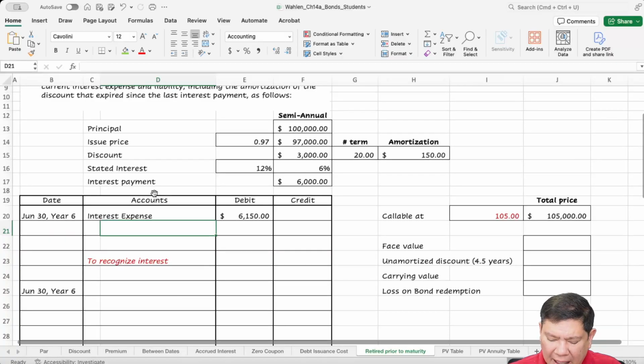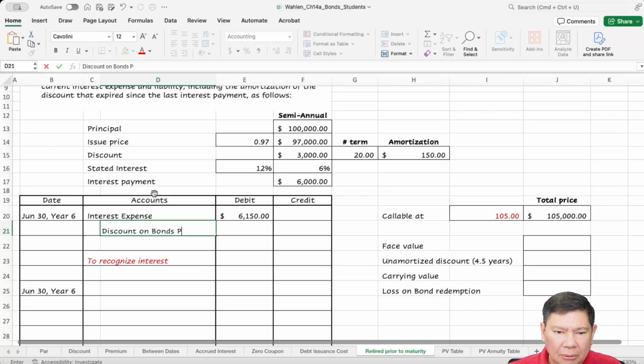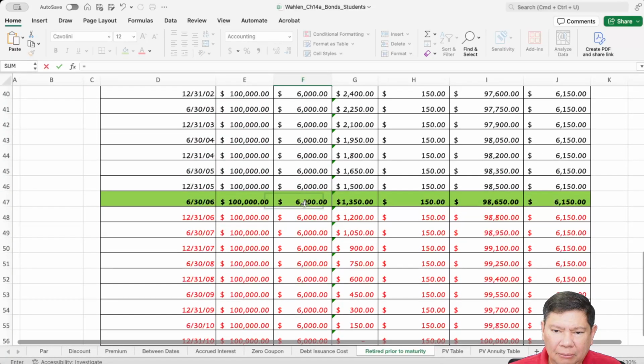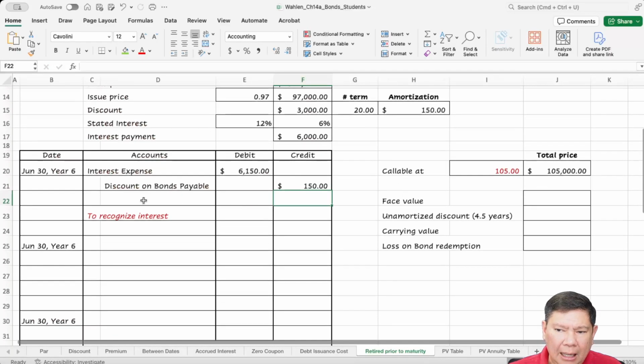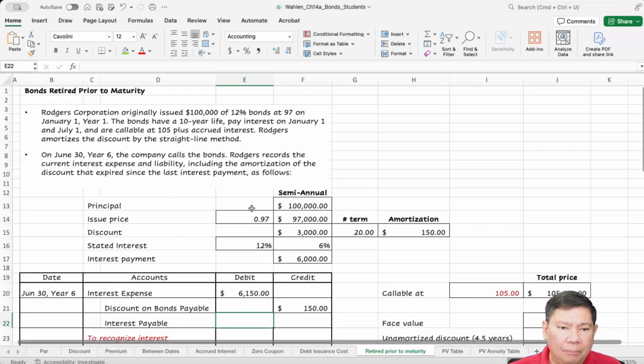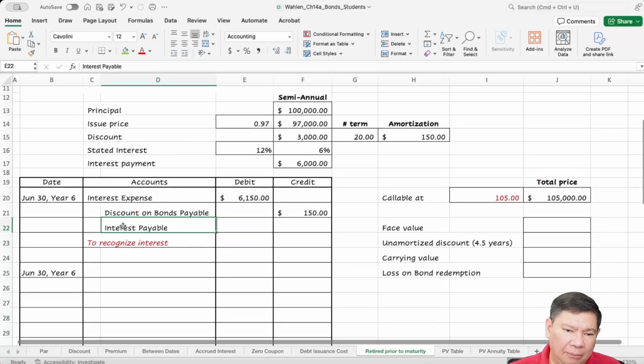And then the amortization of discount on bonds payable is going to be 150 here, the last amortization before the call. And then we have interest payable. Yep, we'll pay it on July 1st. Well, we can recognize interest payable here or cash, which is $6,000.